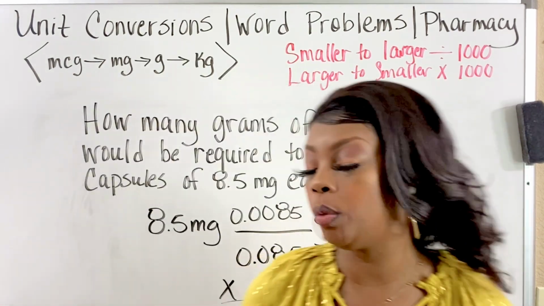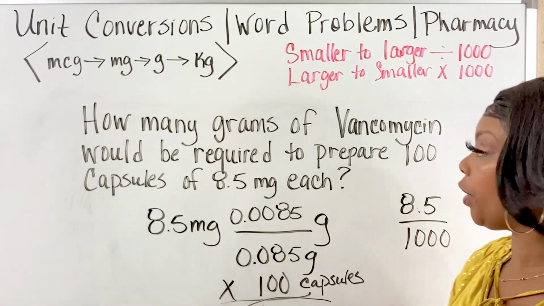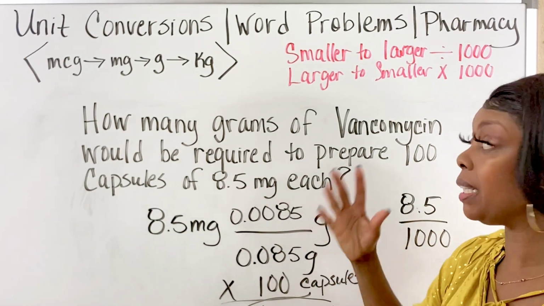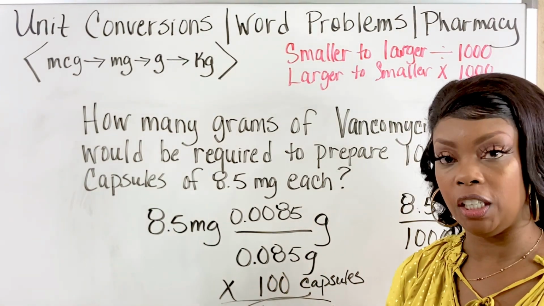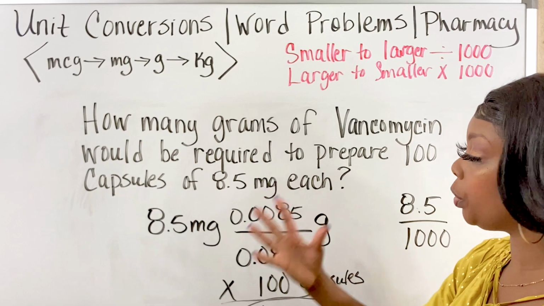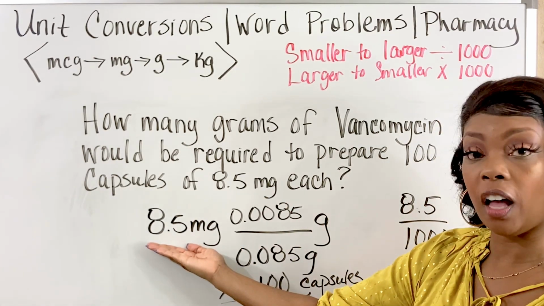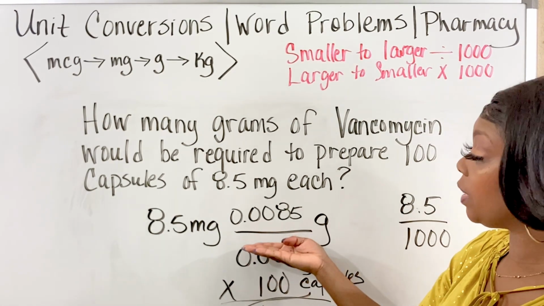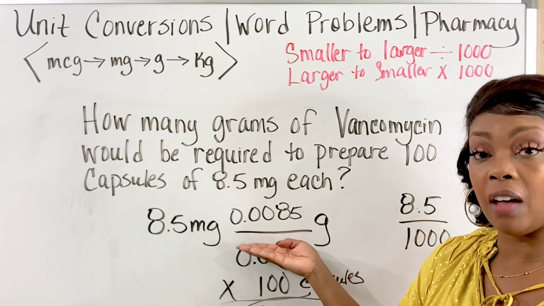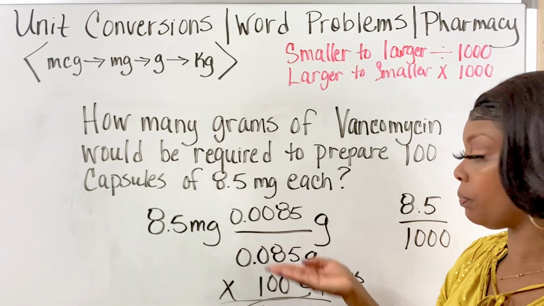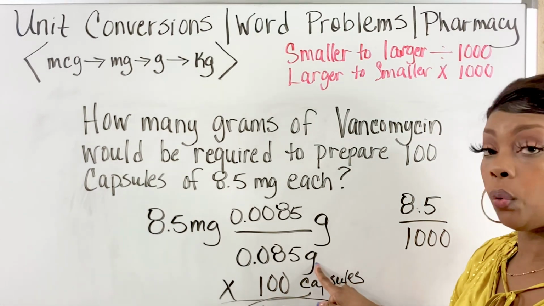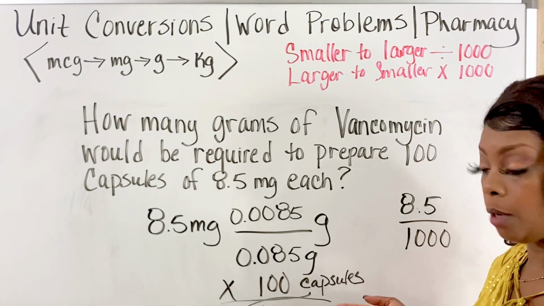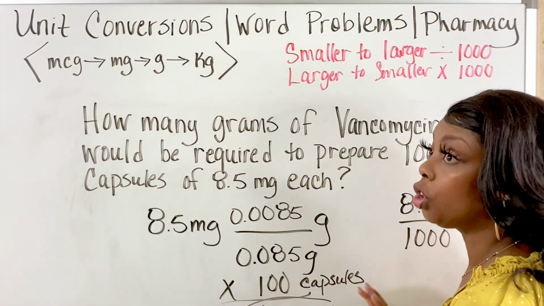Let's explain this a little bit better. Each capsule was worth 8.5 milligrams, but we didn't need it in milligrams anymore. We needed it in grams. That's all we're doing. So we converted it, and now that's 0.085 grams in each one. Now we need to multiply that by 100 capsules because that's how many capsules we need. But we also need to know the total amount.